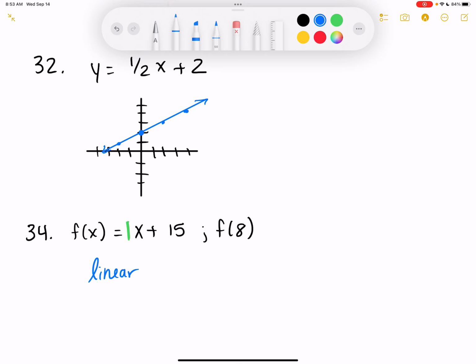And then we just replace the x with an 8. So we have f of 8 equals 8 plus 15, which would be 23. So evaluated, it would be equal to 23. The f of 8 just tells you that that's what's getting plugged in.